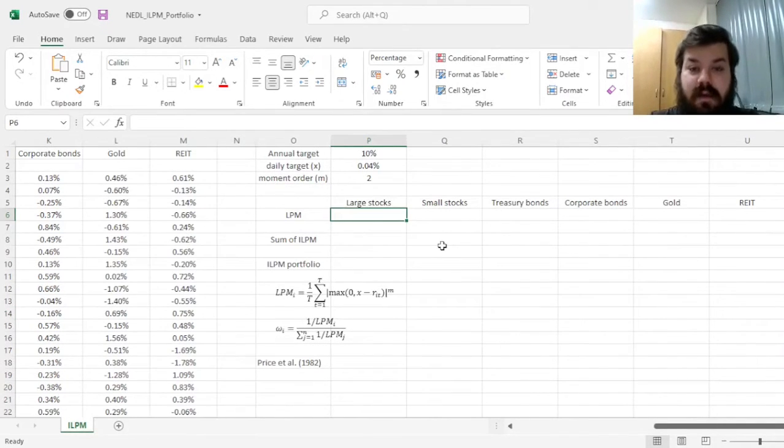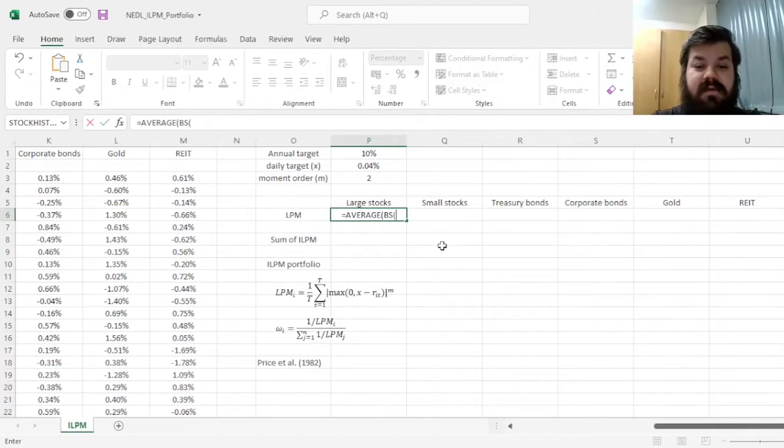So let's calculate our lower partial moments. We'll need to calculate the average of the absolute value. And here, unfortunately, we cannot use the max function as it's not really applicable in Excel for arrays, but we can still use the if function and do just fine.